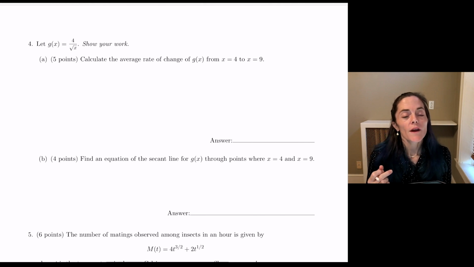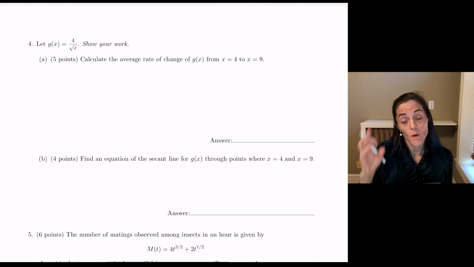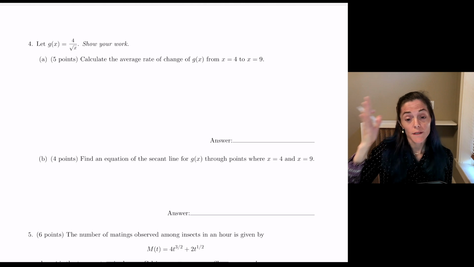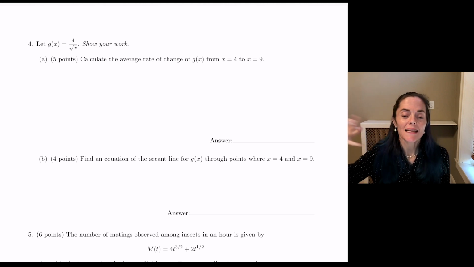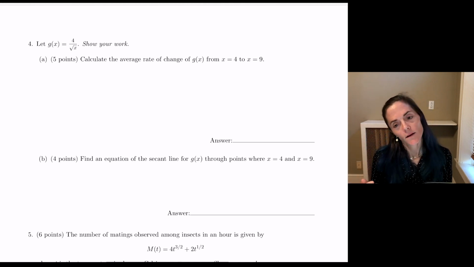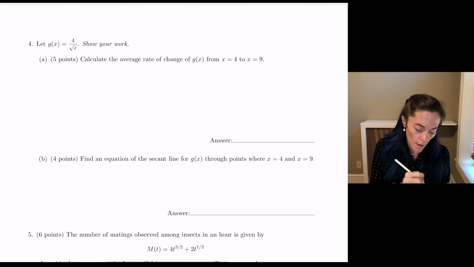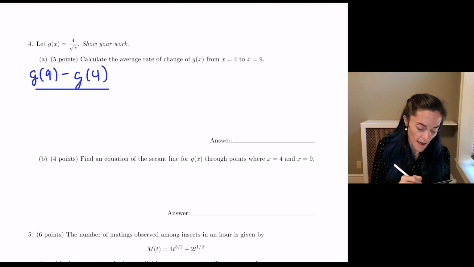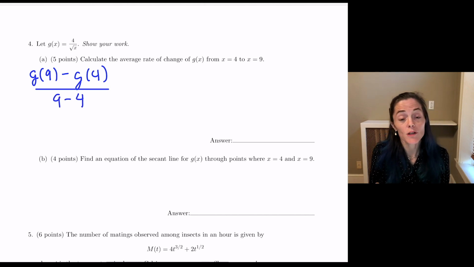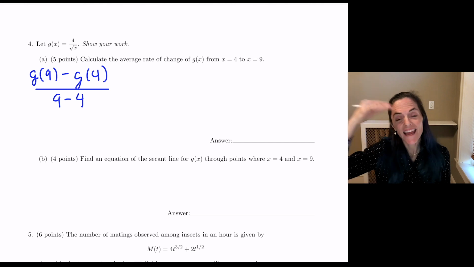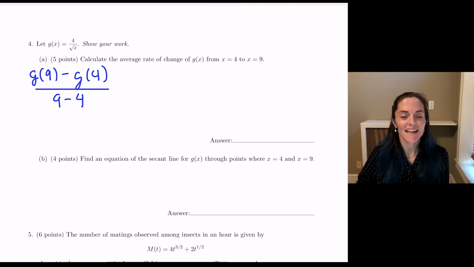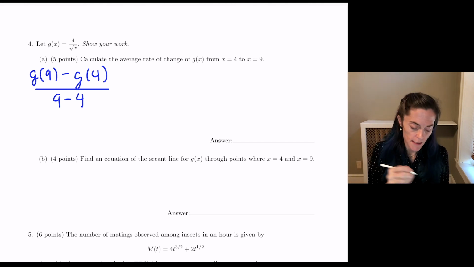Number 4, we are given 4 over the square root of x. We want average rate of change from 4 to 9, and then we want an equation of the secant line. Okay, great. Well, what I want is g of 9 minus g of 4 divided by 9 minus 4. This is our formula for average rate of change on an interval. Change in g over change in x.